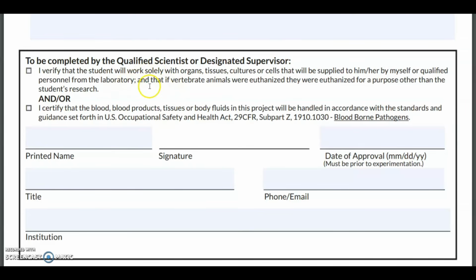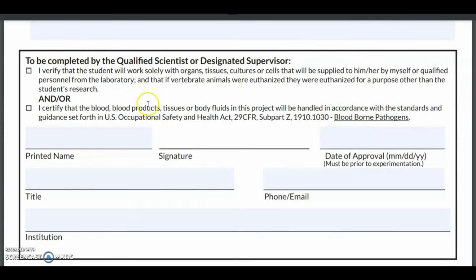It is also written here that if vertebrate animals were euthanized, they were euthanized for a purpose other than student research. So always remember that if you're going to use the tissue of vertebrate animals, make sure that the animals were euthanized for another purpose, not for the purpose of research. Okay, that's all for Research Form 6B.